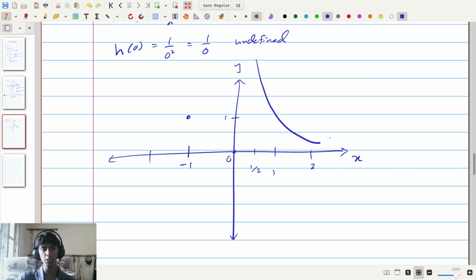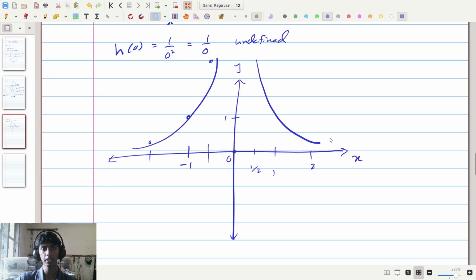Similarly, for -2, it's 1 divided by -2 squared, which is 1 divided by 4, which is 1/4. So here this is the corresponding point at 1/4. Similarly at -half, -half squared is going to be 1/4, then 1 divided by 1/4 is going to be 4. So the value corresponding to that is going to be here. If we draw the graph, it's going to look like this.